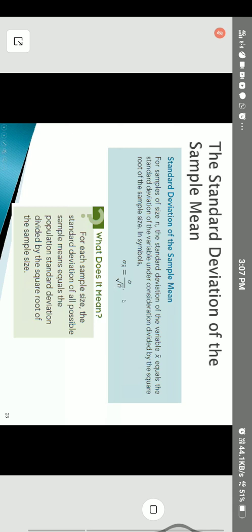So if you have the sample size, and the question gives you the standard deviation, you want to calculate the standard deviation of the sample mean. Untuk dapatkan standard deviation of the sample mean, you kena guna this formula. So take the standard deviation given over the square root of n. Ini nampak simple, tetapi kena ingatlah ini. So this is the standard deviation of the sample mean.